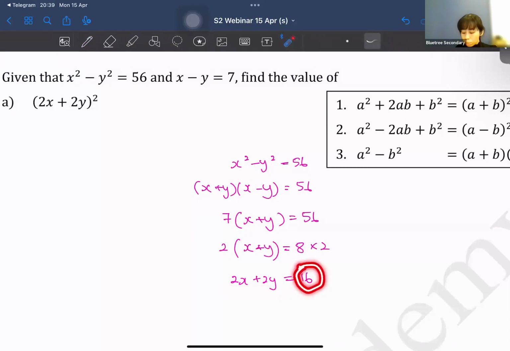Substitute this value back into the question. And this will be equal to 16 squared, which will give me 256.